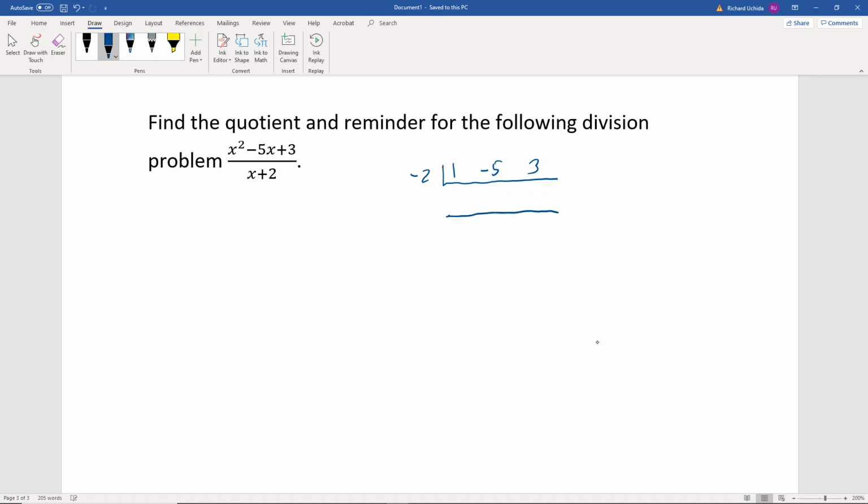Then, like they said, next step, bring down the first term, so bring down the 1. Multiply the negative 2 times the 1, so you get negative 2. Add the two values in this column, so negative 5 plus negative 2 is negative 7. Then multiply the negative 2 times the negative 7, so you get 14. Add the numbers in that column, 3 plus 14 would be 17. So our remainder in this case is a 17.